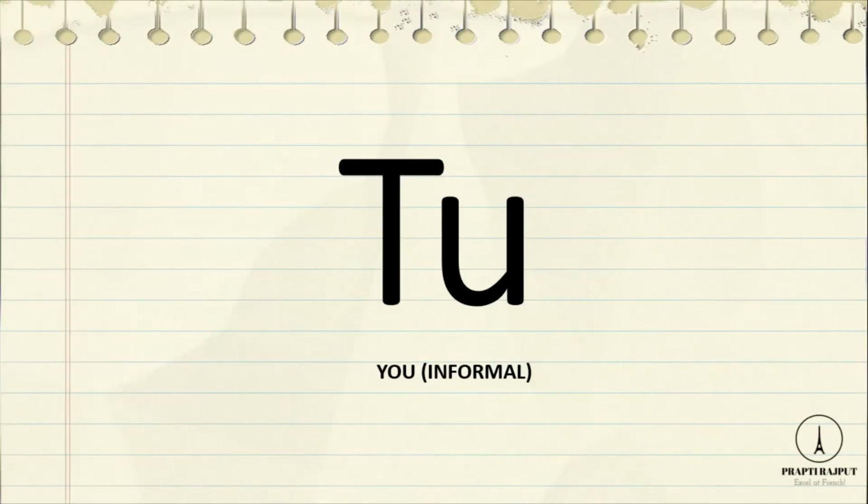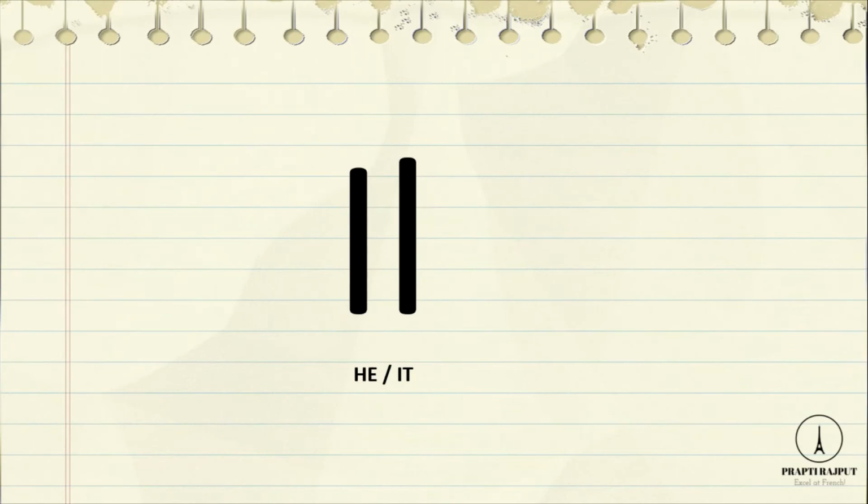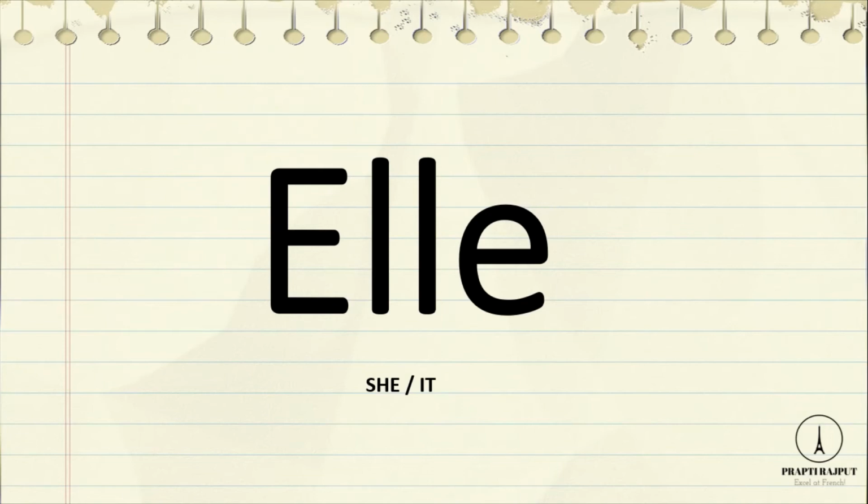Then we have on our list tu. Tu is our next subject pronoun. Tu is used for you and is informal. So we use tu for talking to our youngers or for talking to our friends. Tu is also singular. Then we have il. Il means he or it. Then we have elle. Elle means she or it.